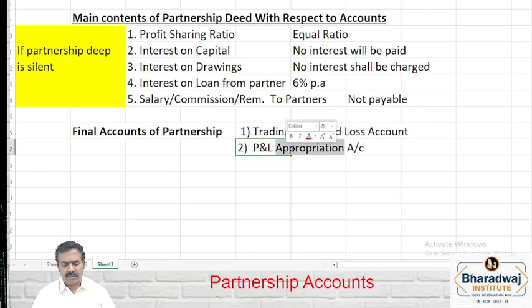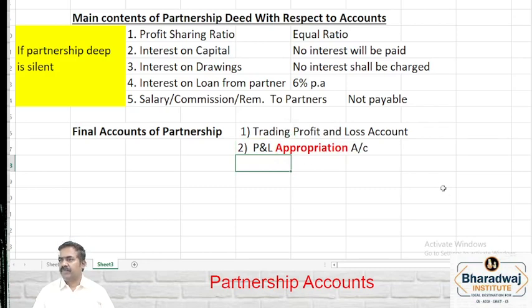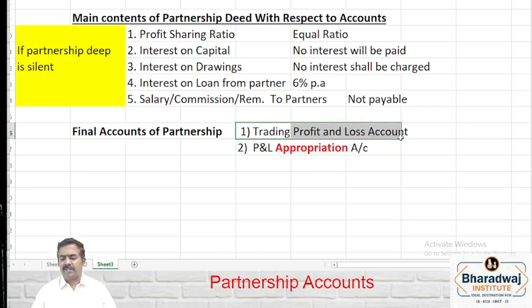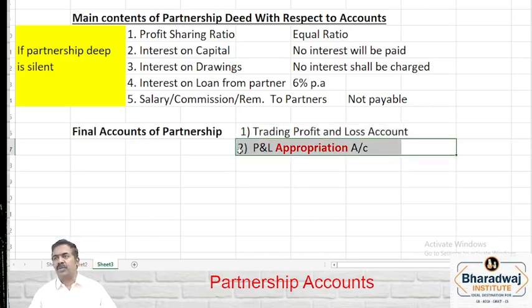Look at the word: P&L appropriation. What do you mean by appropriation? Sharing the profit. Earn the profit, share the profit. So the P&L appropriation account is to show how the profit is shared or distributed amongst partners. All partner related items will come in the P&L appropriation account. All other expenses like purchases, sales, salary, rent will come in the trading P&L account. In the P&L appropriation account, you will have only partner related items.